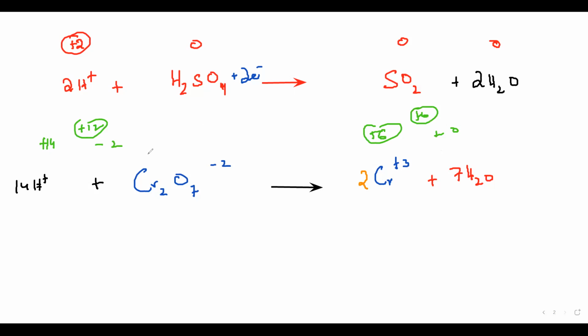So we add electrons toward the side where we want to reduce the charge. So plus 12 is there, and plus 6. So we should add 6 more electrons to reduce the charge here. So this equation is now balanced in terms of oxygen, in terms of hydrogen, in terms of chromium, in terms of charge as well. Is it clear how to write a balanced redox equation?